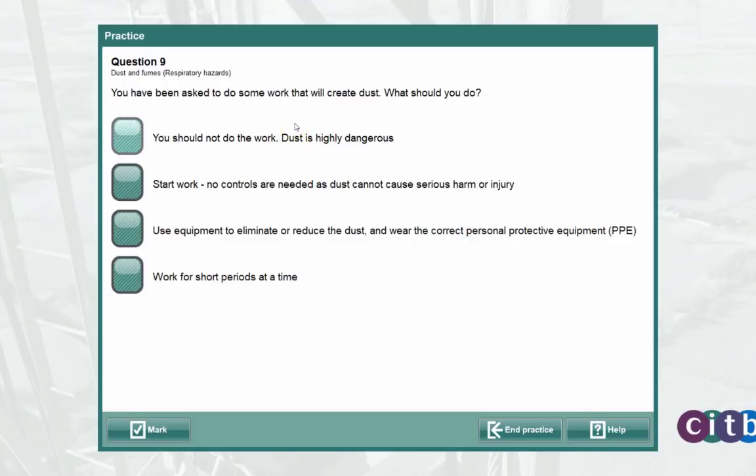You have been asked to do some work that will create dust. What should you do? You should not do the work. Dust is highly dangerous. Start work. No controls are needed as dust cannot cause serious harm or injury. Use equipment to eliminate or reduce the dust and wear the correct personal protective equipment, PPE. Work for short periods at a time.